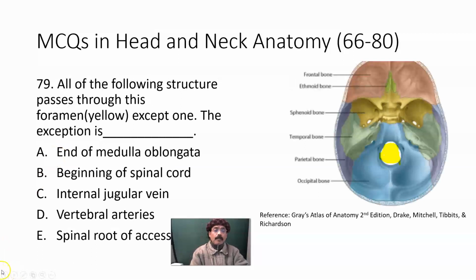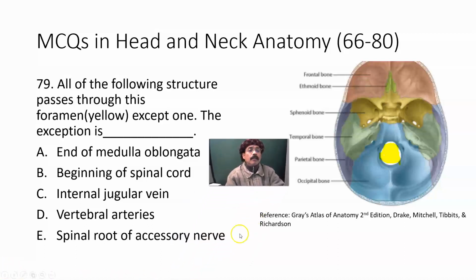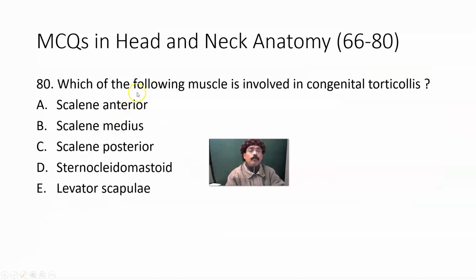Okay, it's time to wrap up. Here we have to know the major openings. We have to know which of the following muscles is involved in congenital torticollis. It should be the sternocleidomastoid muscle, not levator scapulae, nor scalene anterior, medius, or posterior muscle. The answer should be the sternocleidomastoid muscle.